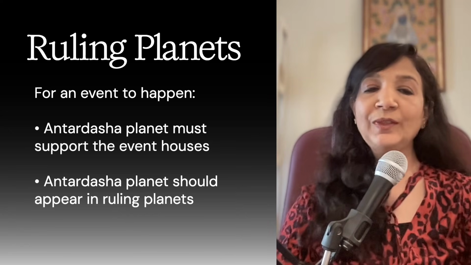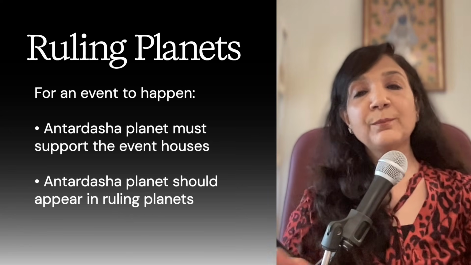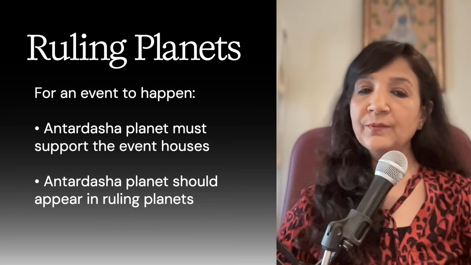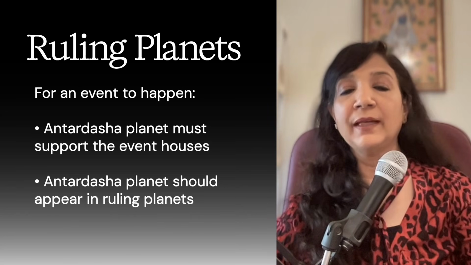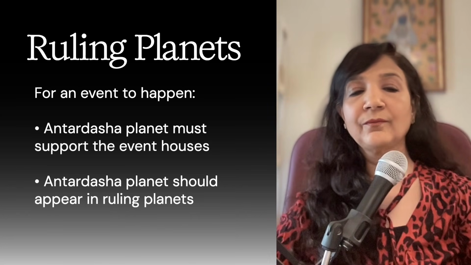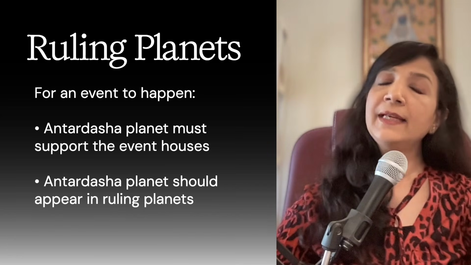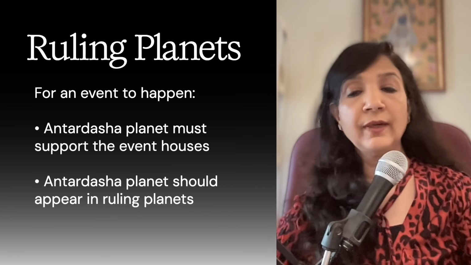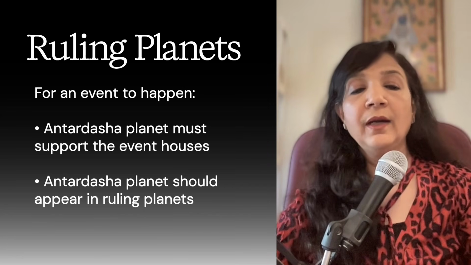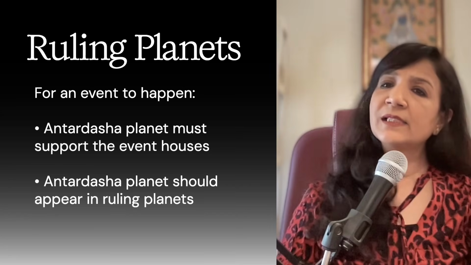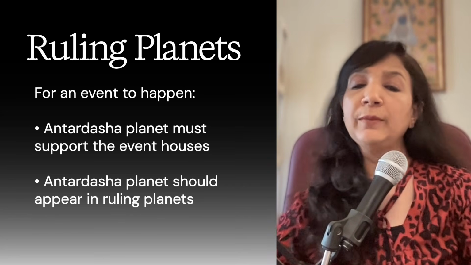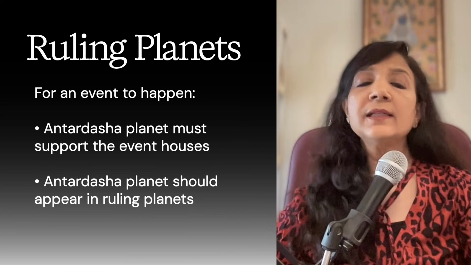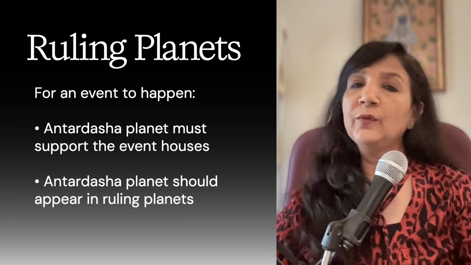So remember this rule, Antardasha planet must support the event houses, and Antardasha planet should appear in ruling planets. This is the main rule. When both match, then it is favorable time for the event you were looking for. But if the Antardasha is supporting, but you don't see that Antardasha planet in the ruling planets, the result is delay or not in the near future.